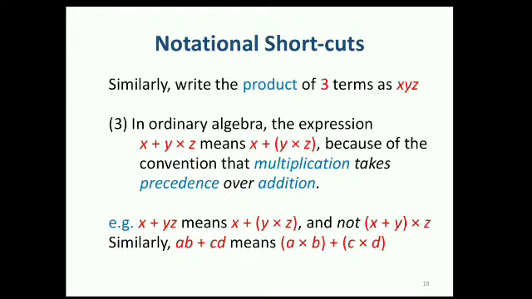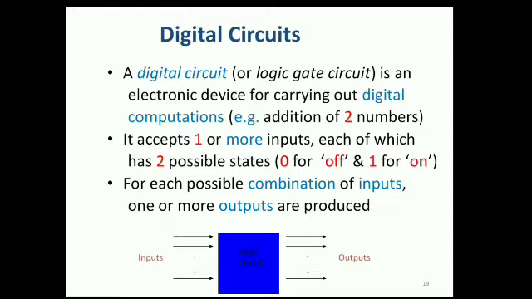Similarly, we can write the product of three terms as xyz, meaning x multiply y multiply by z. But if we have x plus y into z, we can't ignore the brackets. As you know the precedence of the operators, we have to follow the precedence or use the brackets.